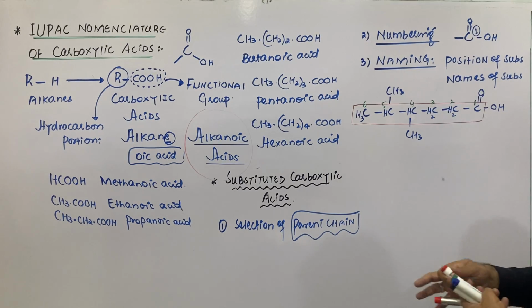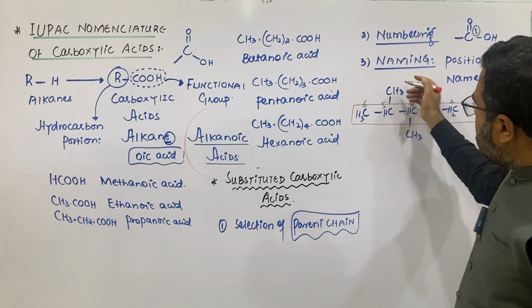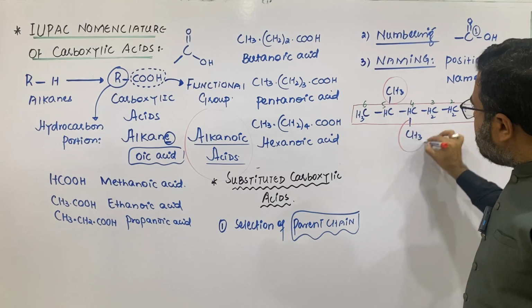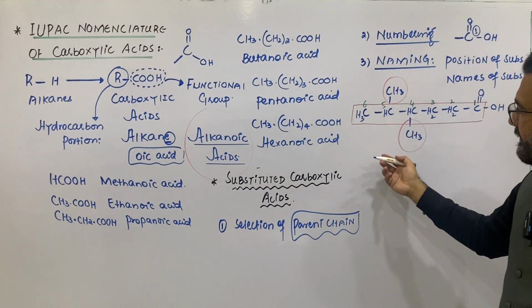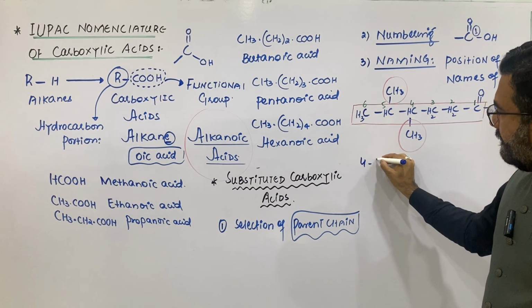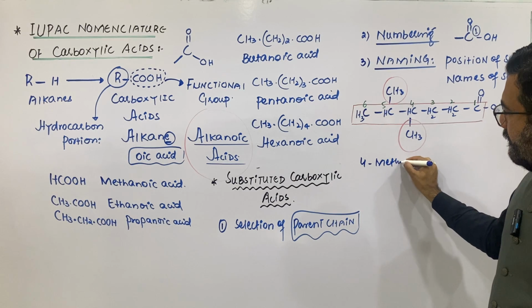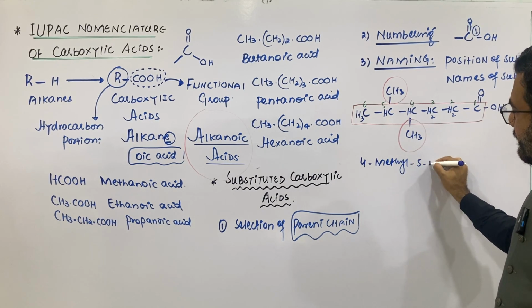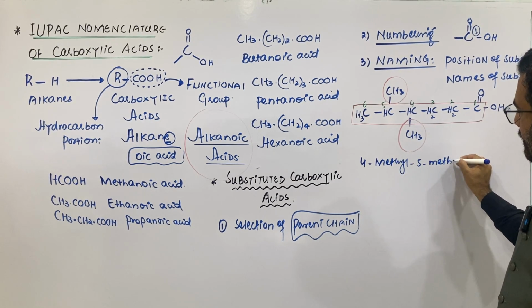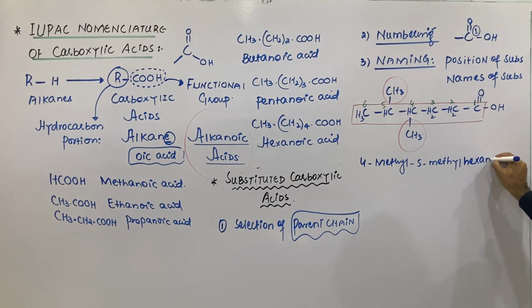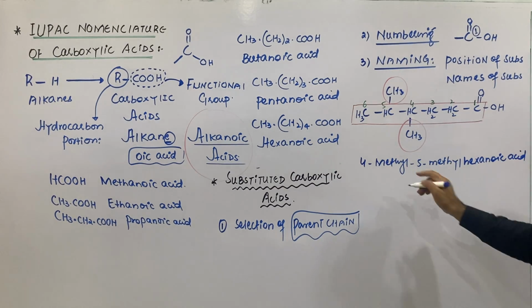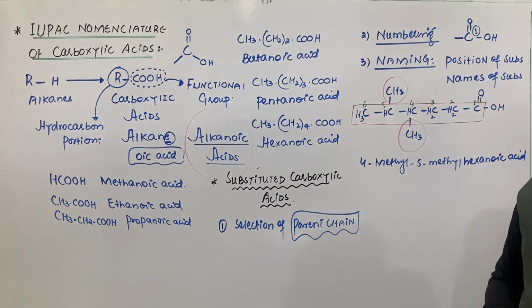There are two substituents in this carboxylic acid, and both are the same substituents, present on different carbons. So you will not write down 4 methyl 5 methyl hexanoic acid. This one will be the wrong name of this carboxylic acid.